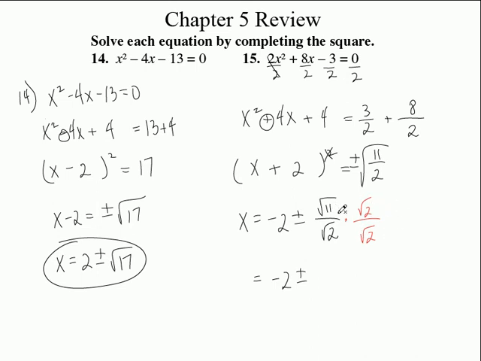Let's see what happens. Let's multiply. Let's do the bottom first. Square root of 2 times square root of 2 is just a plain old 2. Alright, that got rid of our square root on the bottom. Now we got to multiply the top as well. That'd be the square root of 22. And I guess you can just leave it like that.